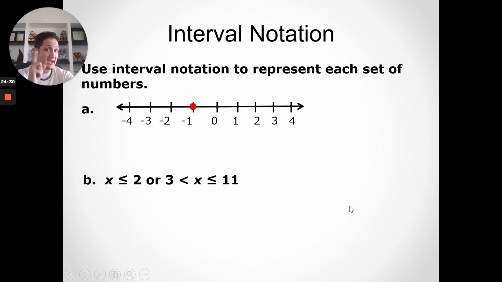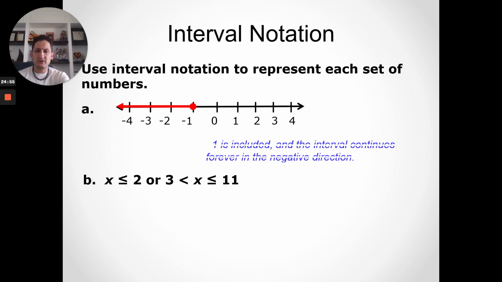Try these. Oh, hold on. A. There we go. Try a couple. Pause the video real quick and answer both A and B, and then come back and see where you're at. Okay, we're back. A goes to negative infinity that way. It includes -1. So negative infinity, comma, -1, parentheses over here, brackets over there because we include that one.